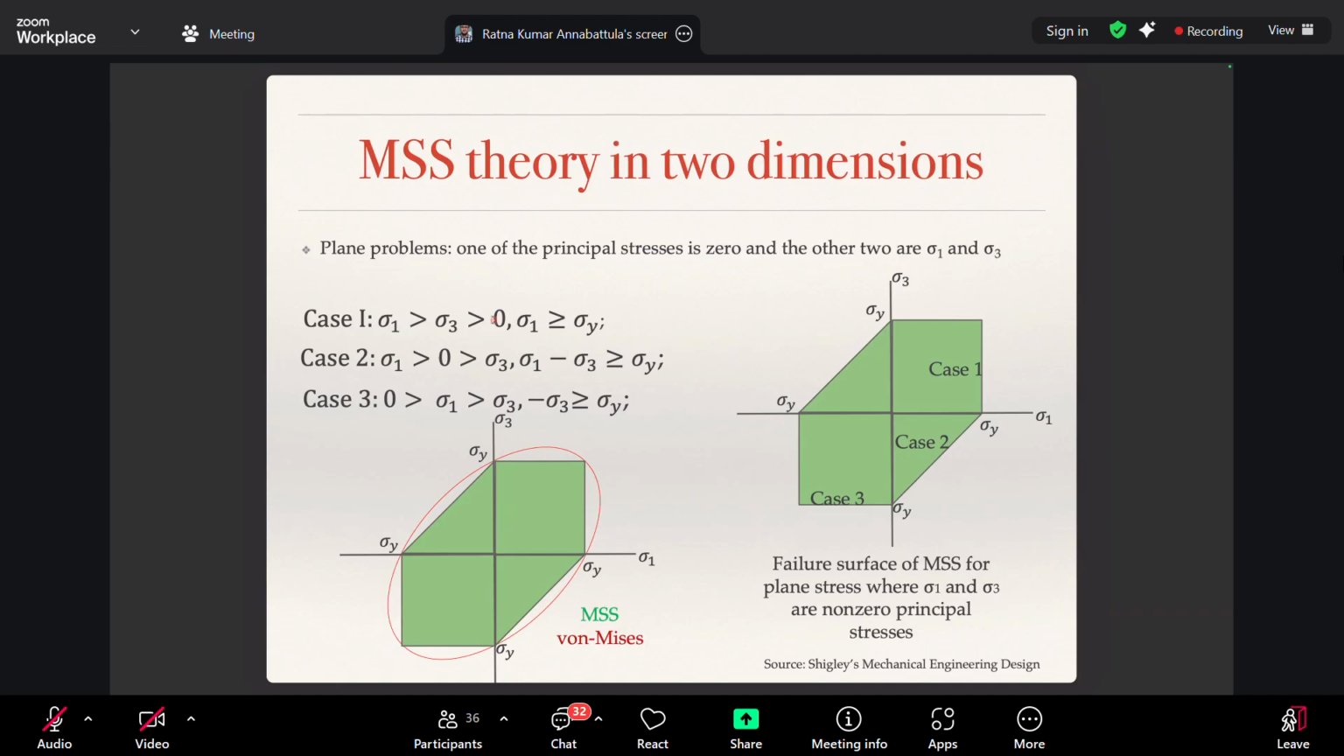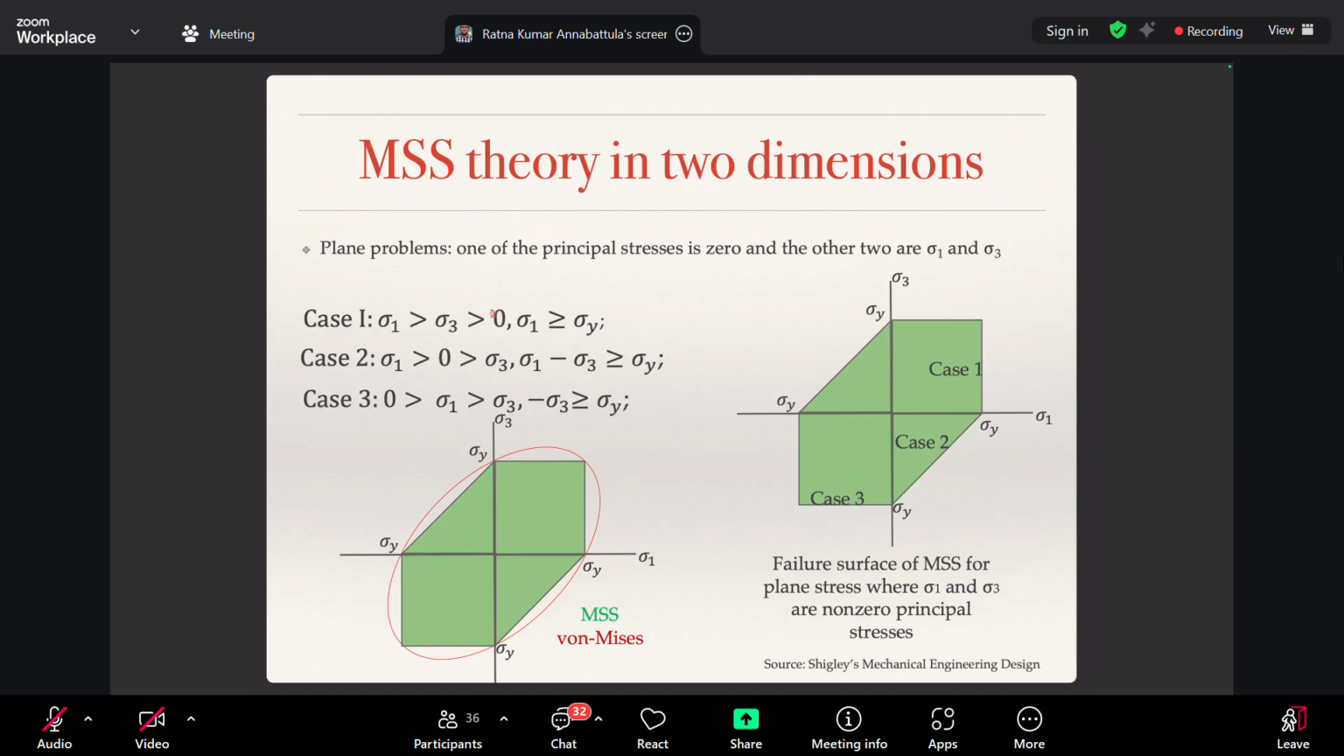Because it is a plane state of stress, what should be the value of sigma 2? Sigma 2 should be 0. One of the principal stresses has to be 0. No? If sigma 2 is 0, the maximum shear stress in that case will be what? If sigma 2 is equal to 0.